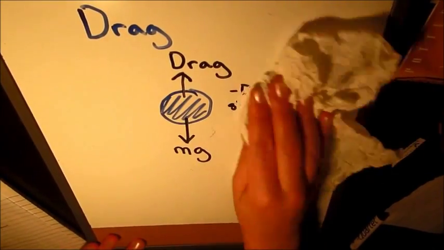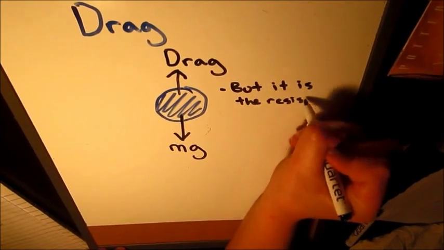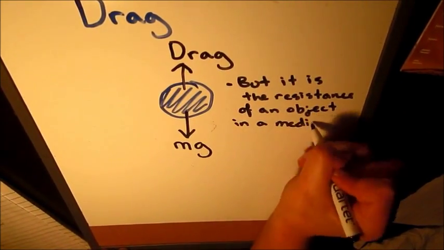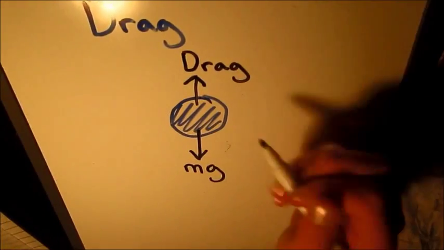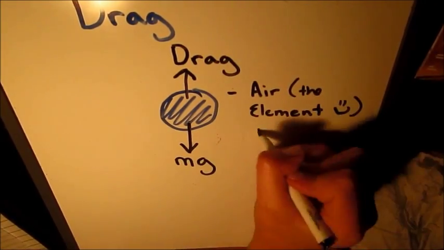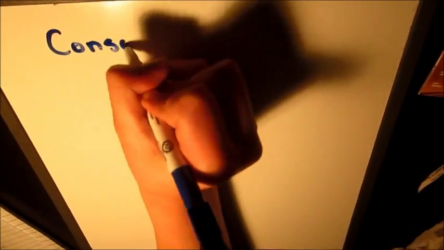Drag is a reactionary force. As an object moves through a medium, air in this case, that medium exerts a force on it, drag. When the deceleration of drag matches the acceleration of gravity, the object will reach its constant and terminal velocity.